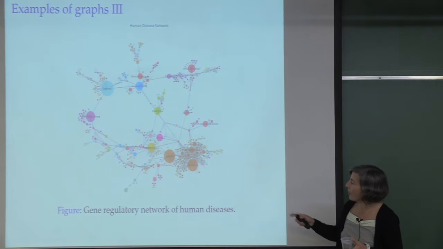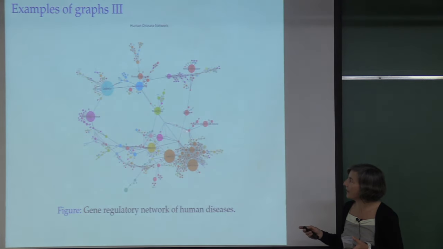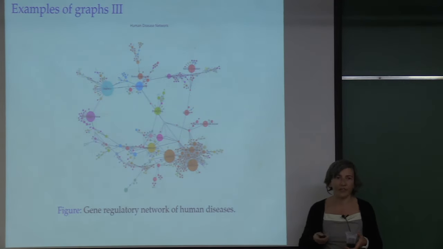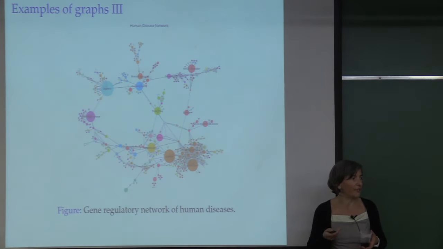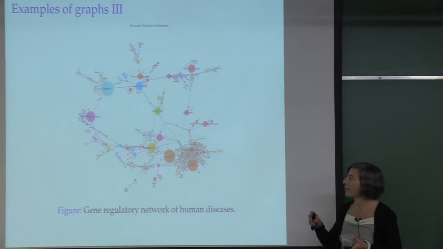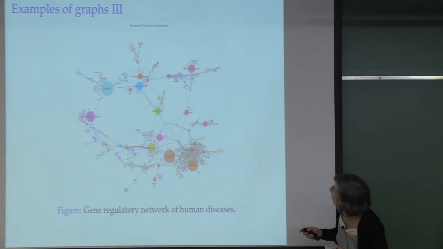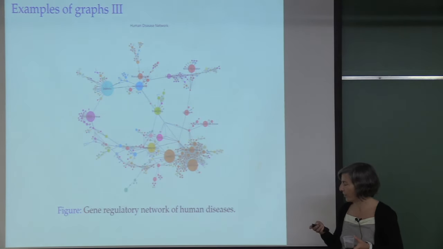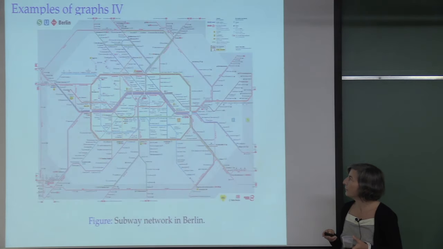This is an example of a gene regulatory network of a human disease. So here the entities interacting are genes, and the interactions are the interactions at stake for a particular disease. Again, you see different colors, different sizes of the nodes. Here there are no different types of interactions, just one type of interaction, but that's the global idea.